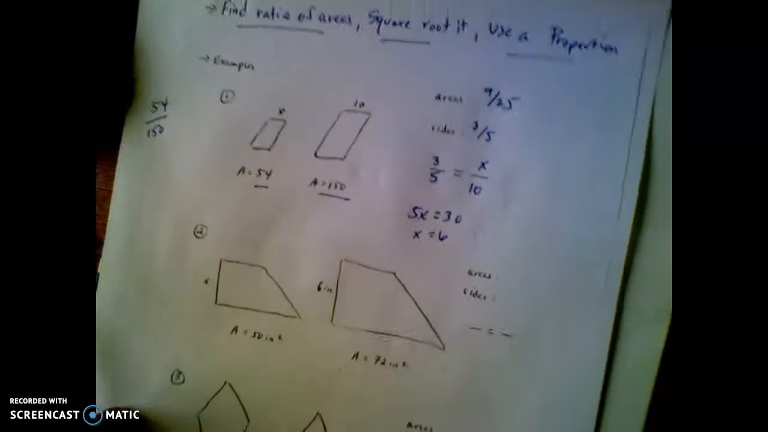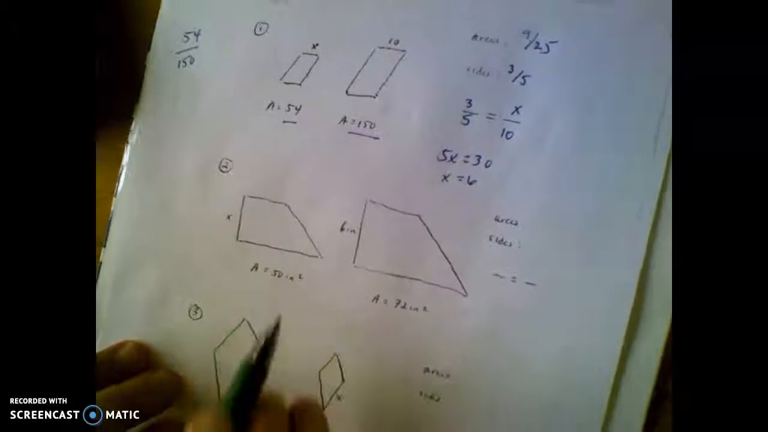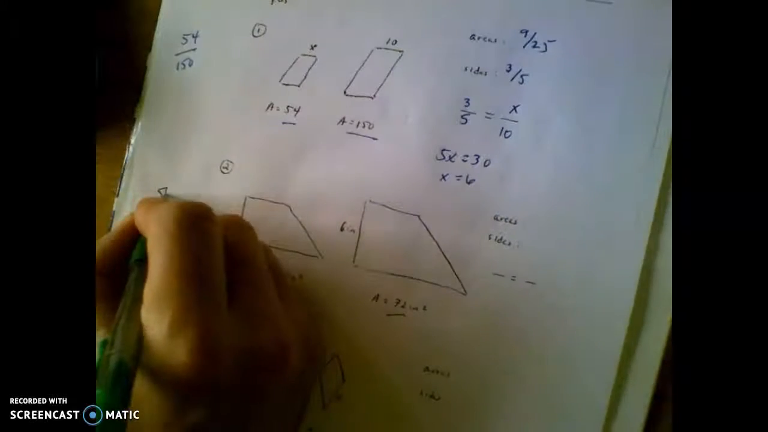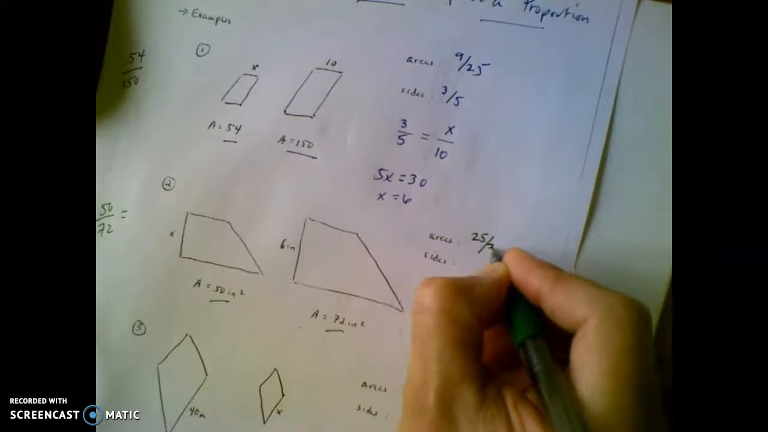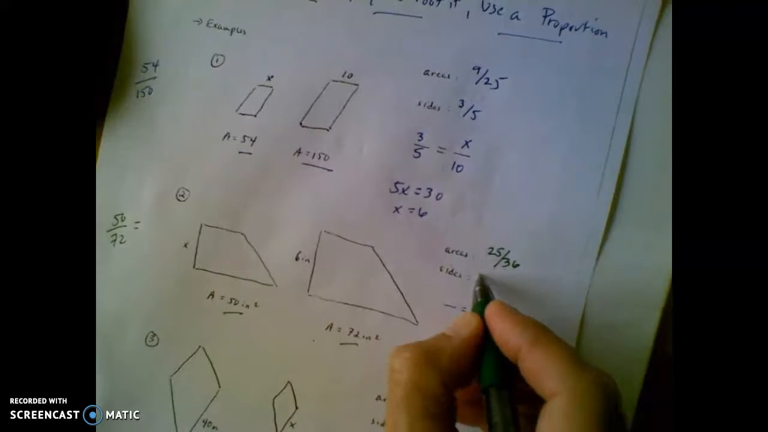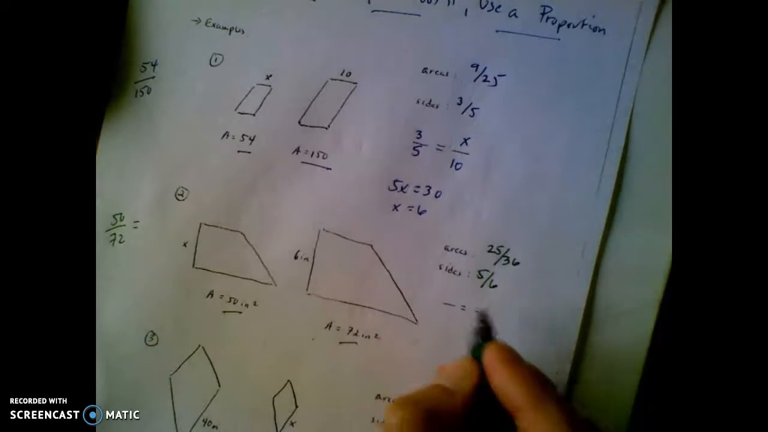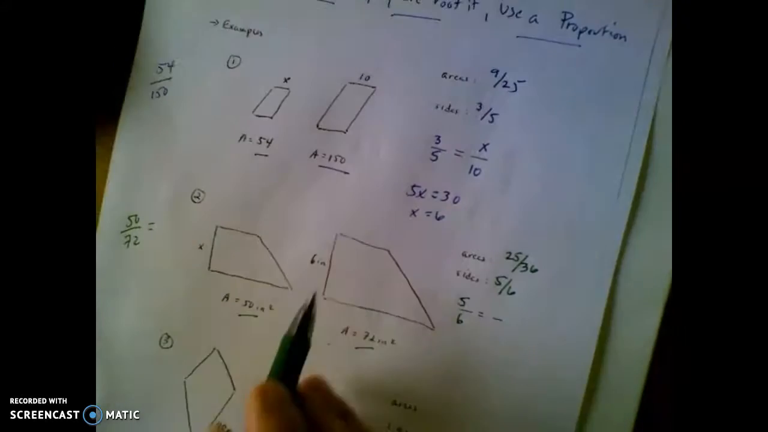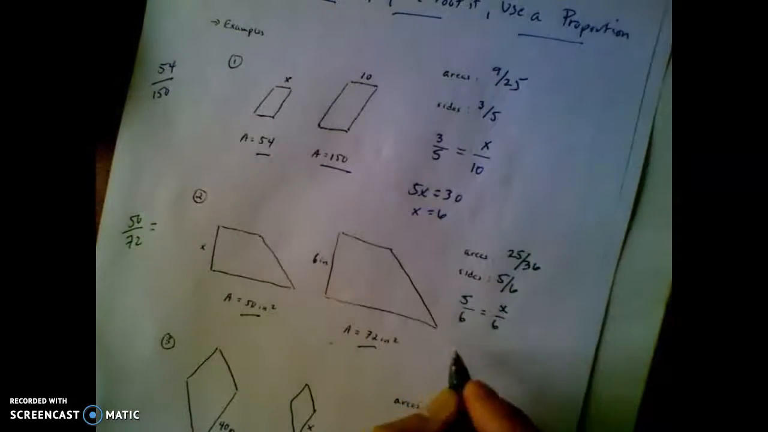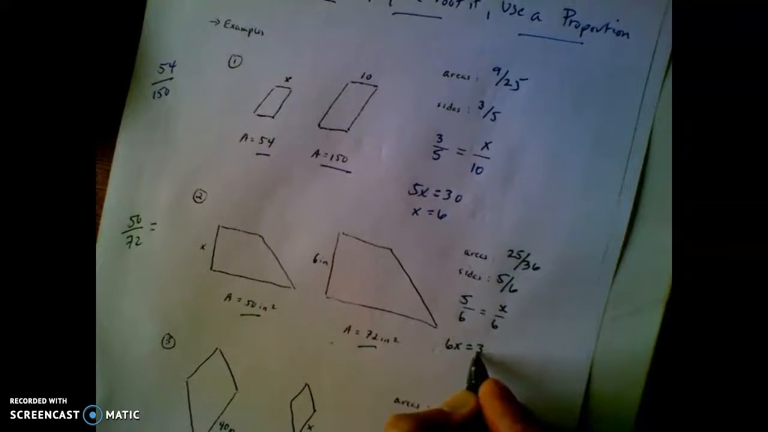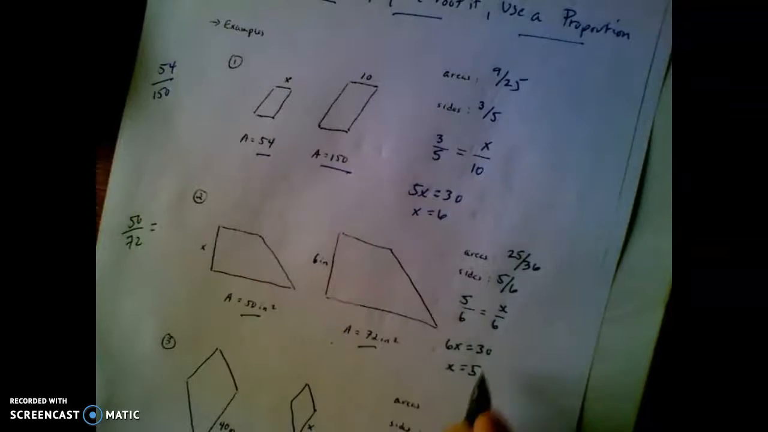So another example would be these trapezoids down here. Again, I can get the ratio of the areas. 50 over 72. Math, enter, enter. And that is 25 to 36. So the area ratio, 25 to 36. Square root it to get the side ratio, 5 to 6. That's what I'm using in the proportion, 5 to 6. I know the smaller one is x, so that goes on top. The larger one is 6, that goes on the bottom. So then cross multiply, 6x is equal to 30. That means x is equal to 5.